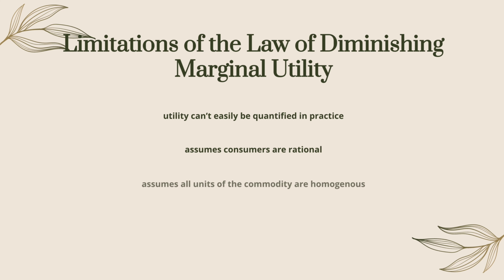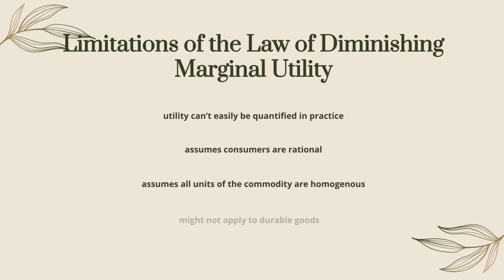Next, the law assumes that all units of a commodity are homogeneous. Homogeneous means different units of a good are identical. Once again, this is not always the case. Realistically, there's most likely going to be some sort of variation between units, like how there might be slight differences in taste of different units of a food. This could potentially make the law inaccurate in cases where goods aren't homogeneous.